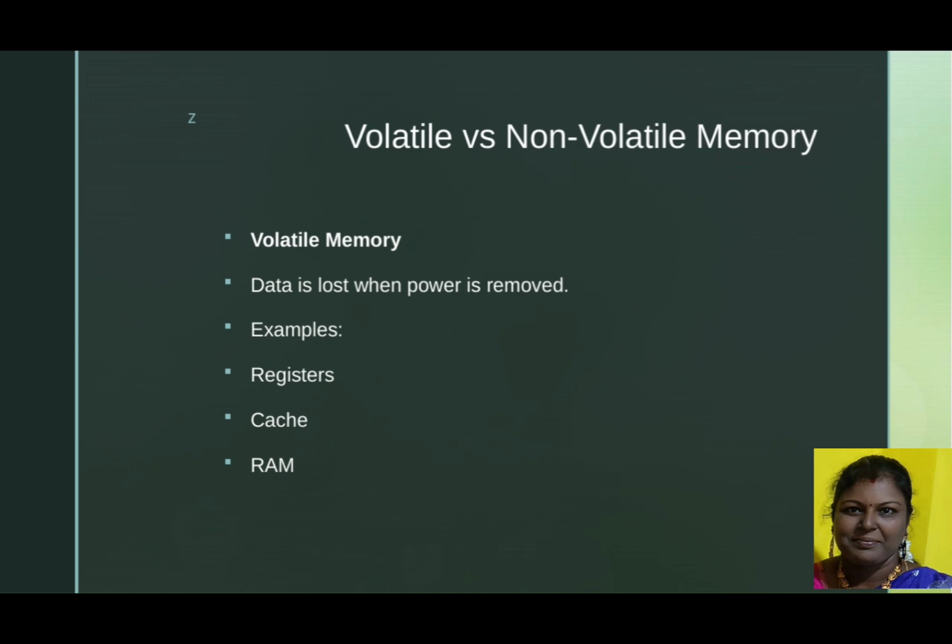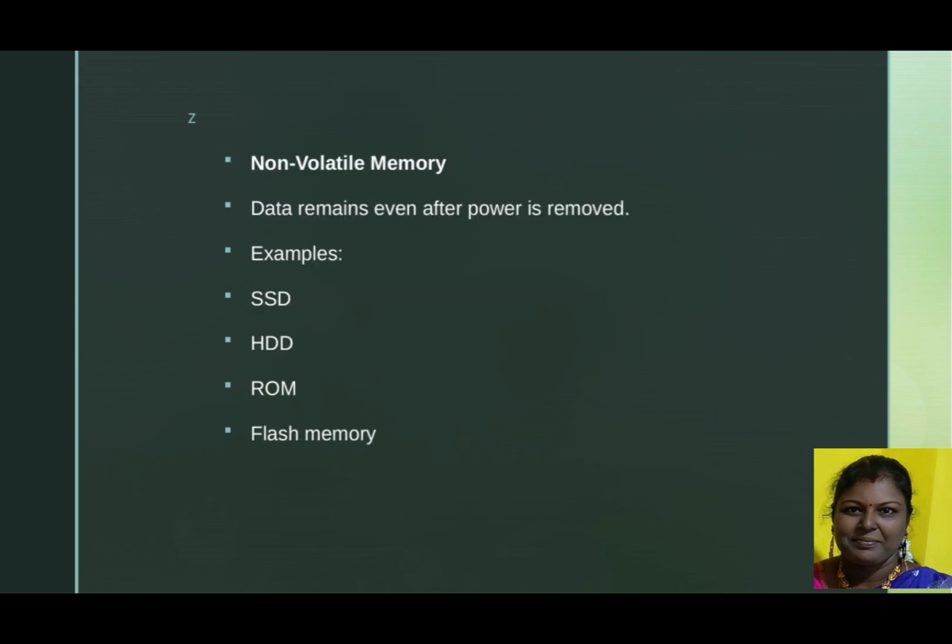Let's talk about non-volatile memory, a type of storage that holds onto data even when the power's off. This means your information stays safe, no matter what. Common examples include SSDs and HDDs, which store everything from your documents to your apps. Then there's ROM, which holds essential instructions for your device. And flash memory, found in USB drives and memory cards, is another popular form. All of these help keep your data intact without needing constant power.